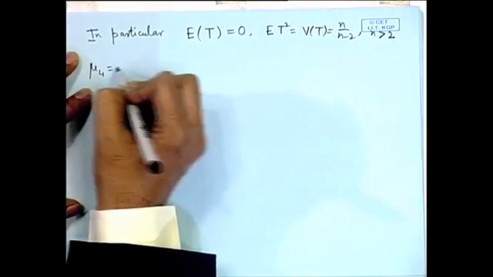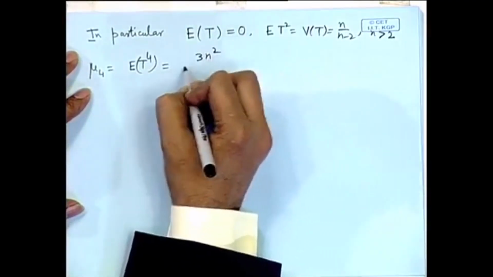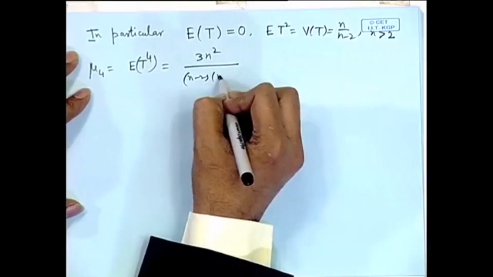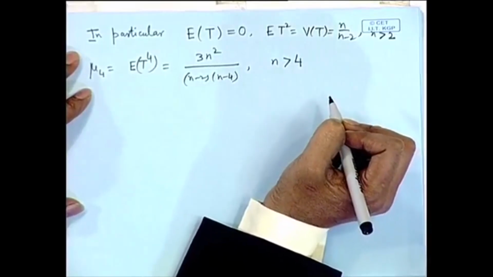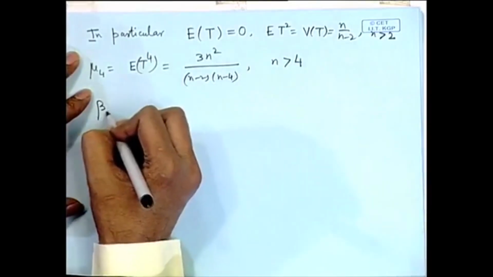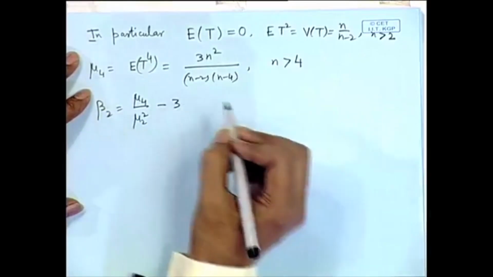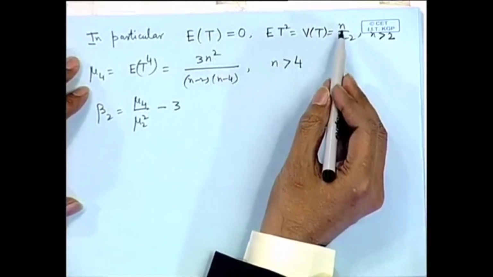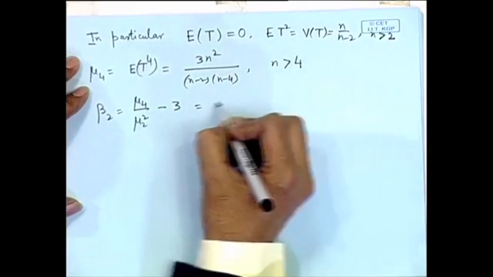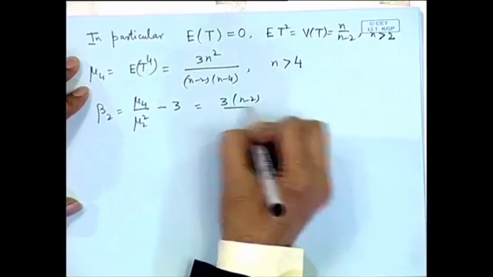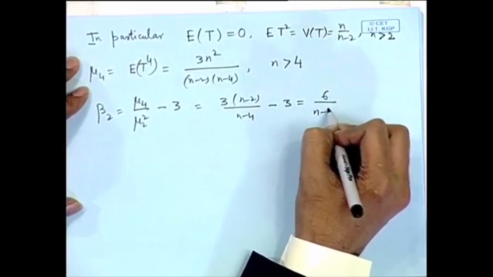Mu 4, the expectation of t to the power 4, is 3 n square by n minus 2 into n minus 4, which is valid for n greater than 4. So, we can calculate the measure of kurtosis, that is beta 2, that is mu 4 by mu 2 square minus 3. You look at this term, we divide by n square, so this cancels out and we get 3 into n minus 2 by n minus 4 minus 3, which is simply 6 by n minus 4.